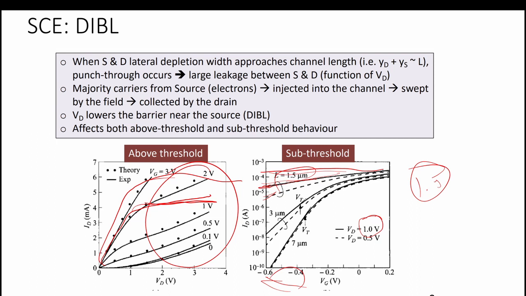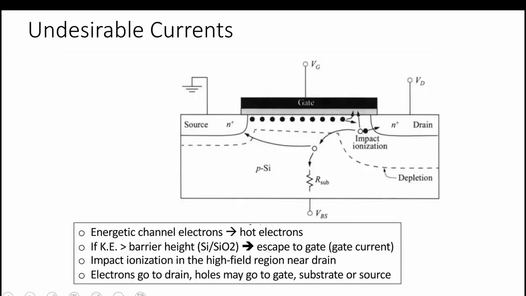So if we are using this transistor to drive our back panel, our screen will always be on, it won't get turned off. So there are some undesirable currents because of the gate application.